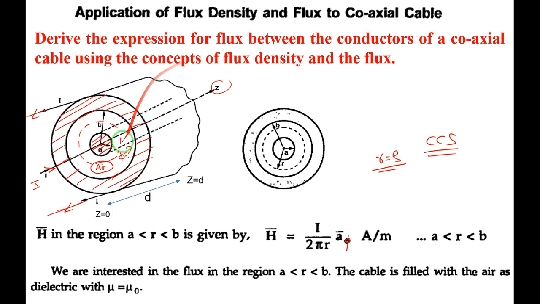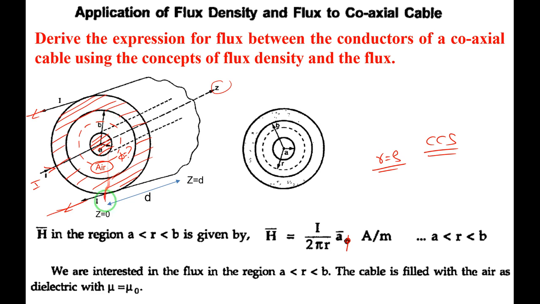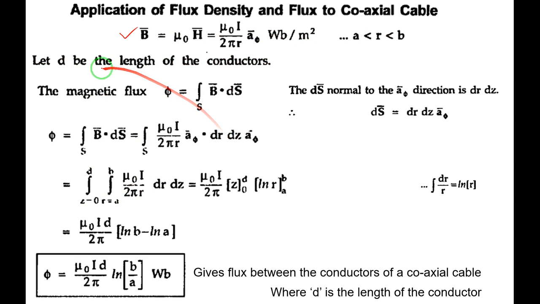Next, initially we have assumed that it is an infinite length conductor, but we will put a restriction on the length of the conductor. Let us assume that this is of finite length. The length of the coaxial cable is d. So this is situated along the z axis. At this surface, let us call this z equal to 0. At the other end, z equal to d, right? These are the two ends of the coaxial cable, and the total length is d. So let d be the length of the conductors.